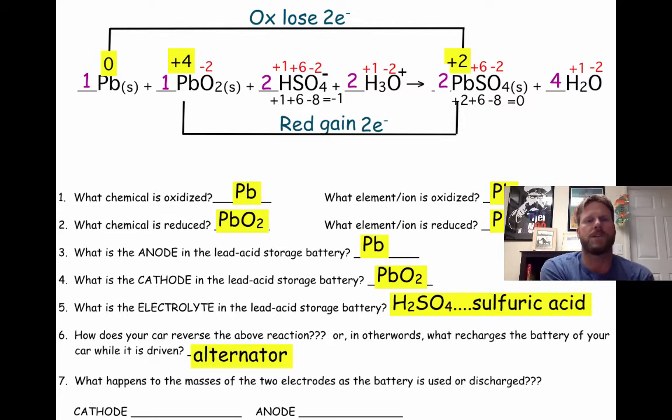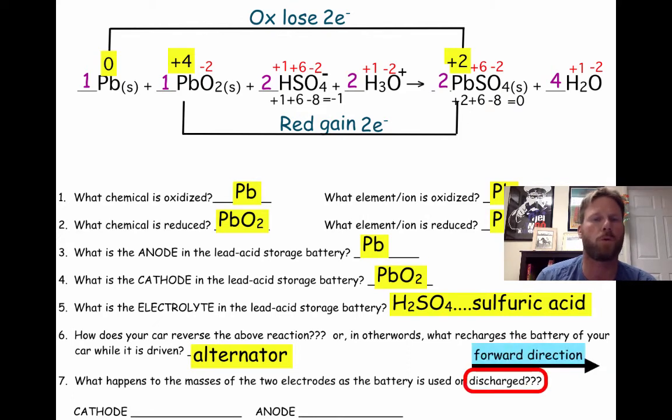To wrap this up, what happens to the masses of the two electrodes as this battery is discharged? Discharged means we have the forward reaction occurring. So if you look at it, both the anode and the cathode are reactants. As the reaction goes in the forward direction, both of them are converted into lead sulfate, into a product.